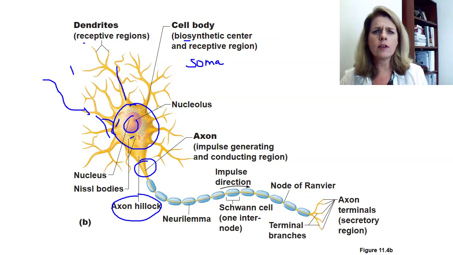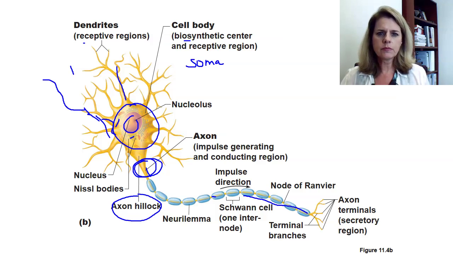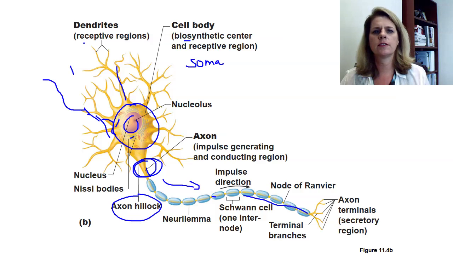And so the signal will travel from the dendrite through the cell body, and then if there's enough signal to generate an action potential, if you reach threshold, think back to our muscle unit, we talked about threshold. If you have enough signal, then an action potential will be generated at the axon hillock and travel down the axon, which is this long yellow line here. And so the impulse or action potential travels this way.